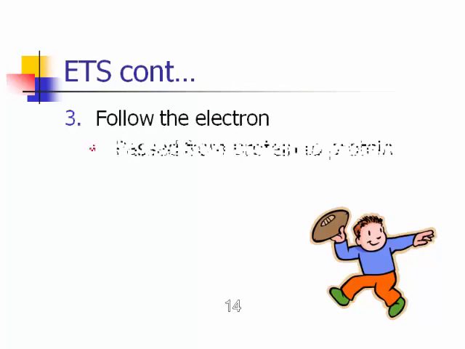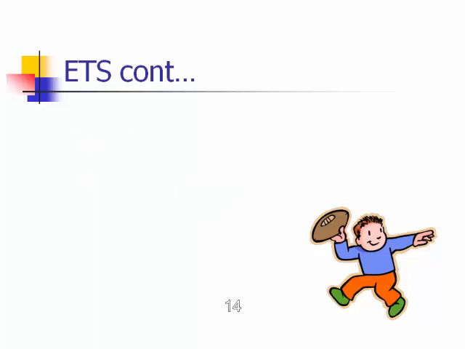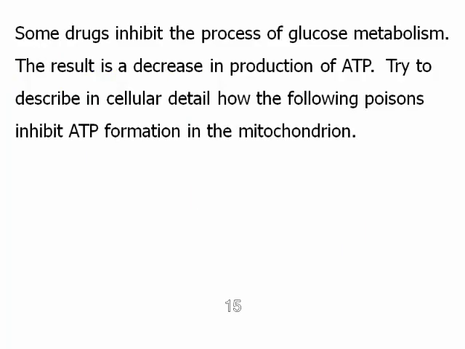Following the electrons, they're passed from one protein to the next one, and at the end it helps to put half of an oxygen with, well, not really half. It helps put O2 and H together, but we have to balance the equation, right? So we write half O2 plus 2H+ to make water. Okay? Questions? Let me know.